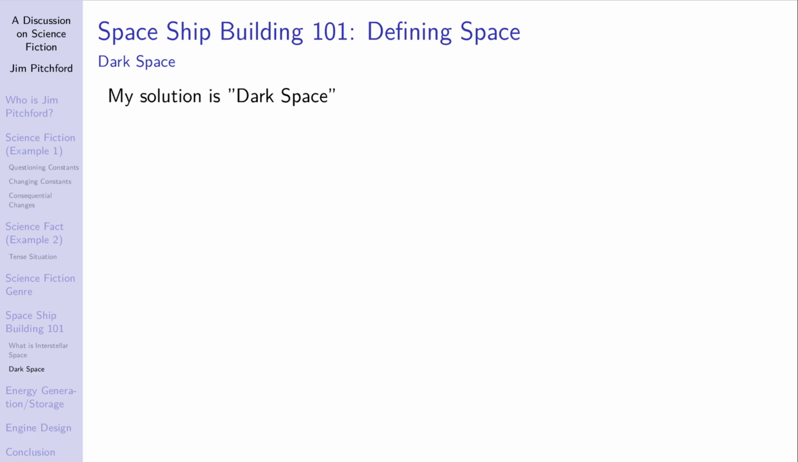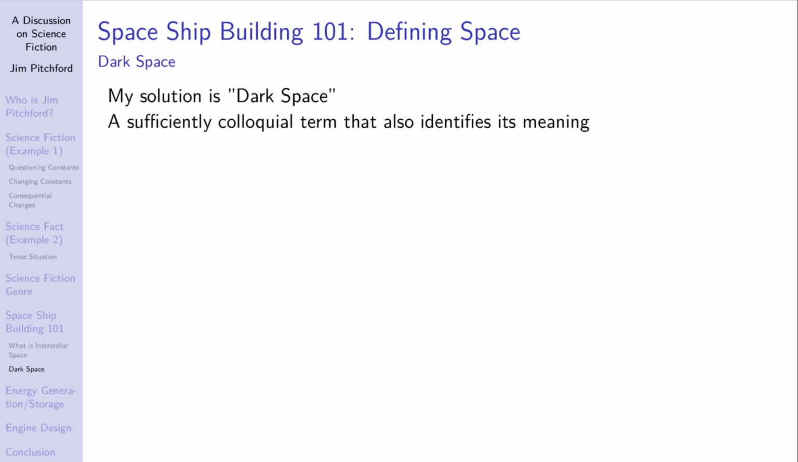When I asked somebody else for what the definition is of dark space, he gave it to me. He knew exactly what it was. He wasn't confident in his answer, which is fair. It's a new term, but he was able to figure out, just from the name of it and what I've been talking about, what it is. And it's a sufficiently colloquial term that also identifies its meaning. It's a lot easier to say dark space than interstellar space. And it does describe it, and he got it right.